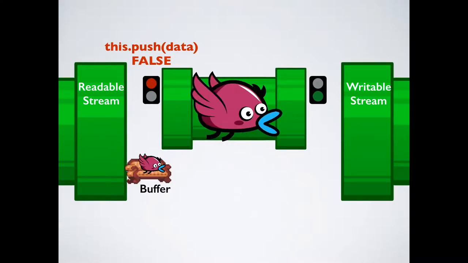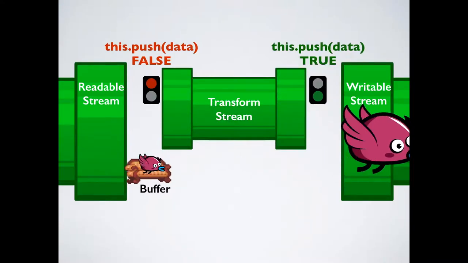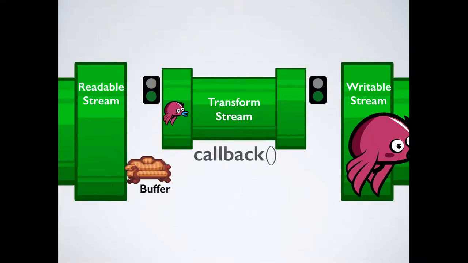Once I'm done with the data, so downstream I did this push data and it returned true. And then to say I want more data, I use the callback. In some of my demos I called it next. You can call it whatever you want, but this function tells it I want more data. I'm done with this. Give me more data. And you can only call the callback once, but you can call the push as many times as you want.